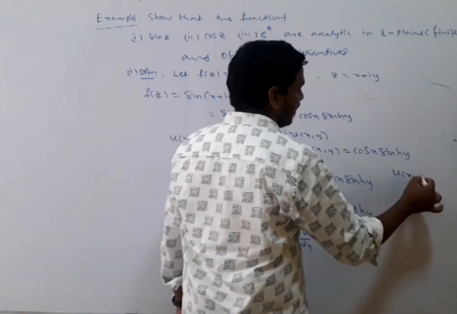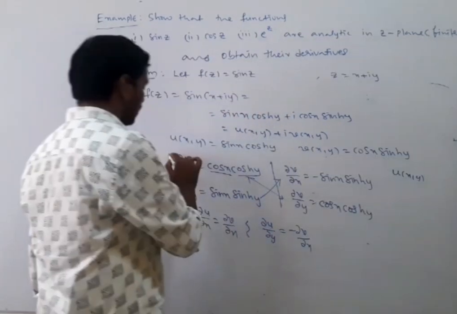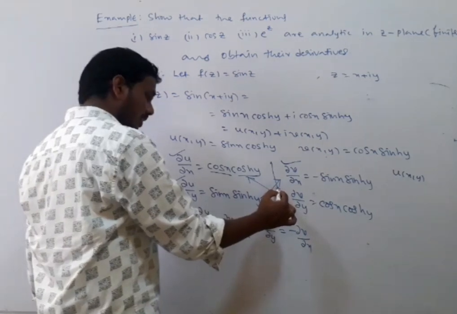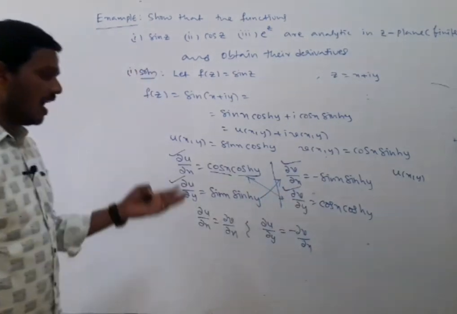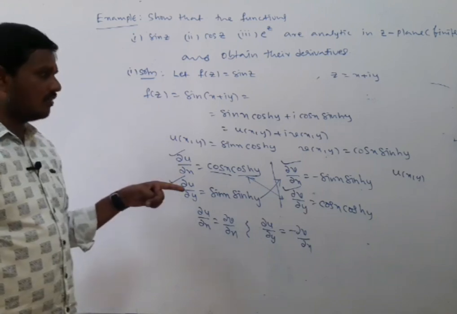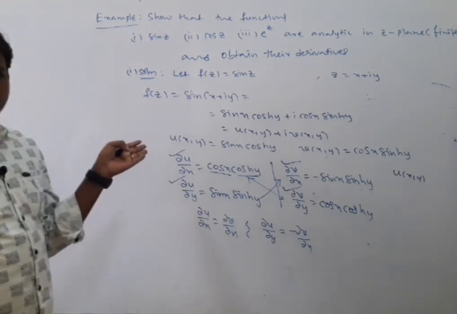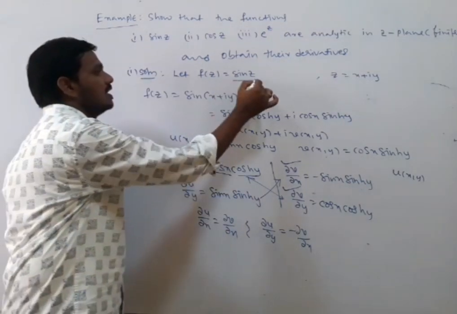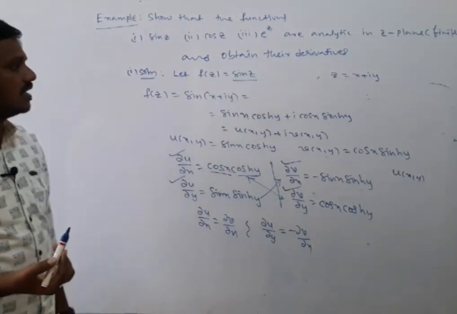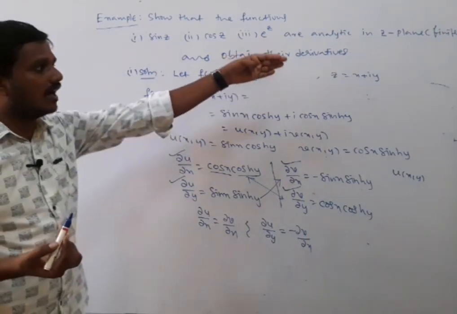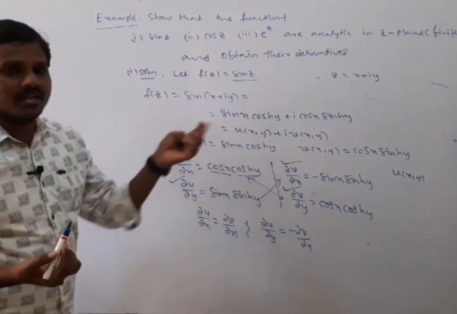that is dou u by dou x, dou v by dou x, dou u by dou y, dou v by dou y, are continuous everywhere. The CR equations are satisfied, the partials are continuous everywhere, and the function f of z is differentiable at any point. Therefore finally we say that the function f of z equals sin z is analytic in the entire z plane, or finite z plane.